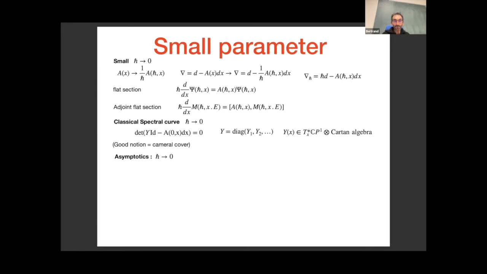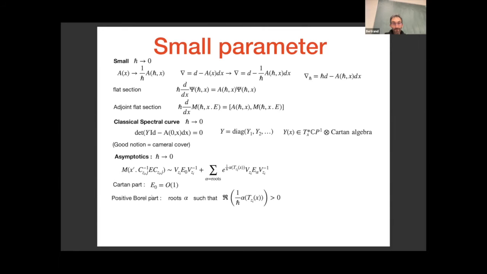Now, what happens when you take the asymptotics at h bar to 0? At least heuristically, we see that when you decompose E on the root spaces, in the Cartan part, the exponentials disappear. So the Cartan part has a limit when h bar goes to 0. The other terms have exponentials. And let's decompose the root space into the positive Borel part and the negative Borel part. In the positive Borel part, we take only the roots such that the real part of this exponential is strictly positive. And this has no limit when h bar goes to 0 because it is the exponential of something with a very large positive real part. It has no limit. Whereas for the negative Borel part, this exponential has a limit.